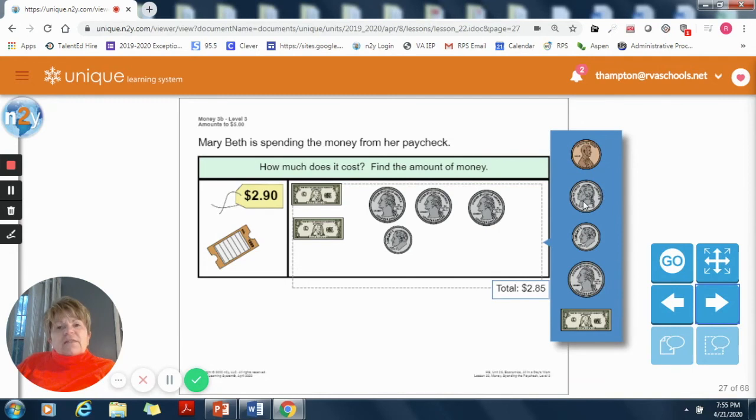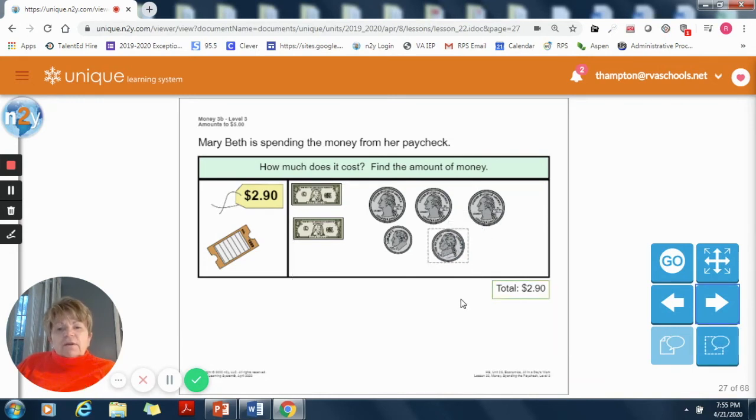Now we only need that nickel. We have fewer coins, not so many in our pocket, and we are at $2.90. Now, did both of them equal $2.90? Absolutely, they did. There's many different ways that you could do this. You could have two $1 bills, and how many pennies? How many pennies would equal 90? 90 pennies. But that'd be a pretty heavy pocket, right?